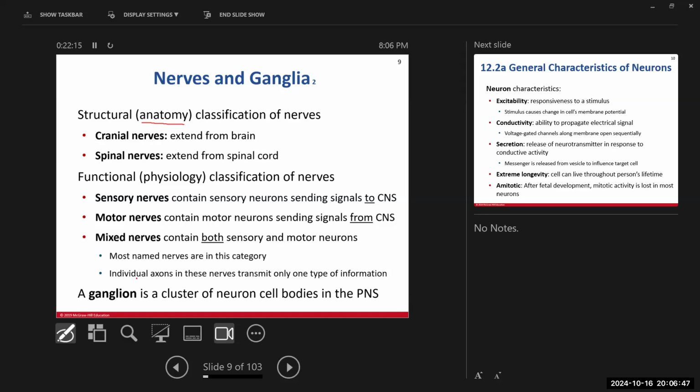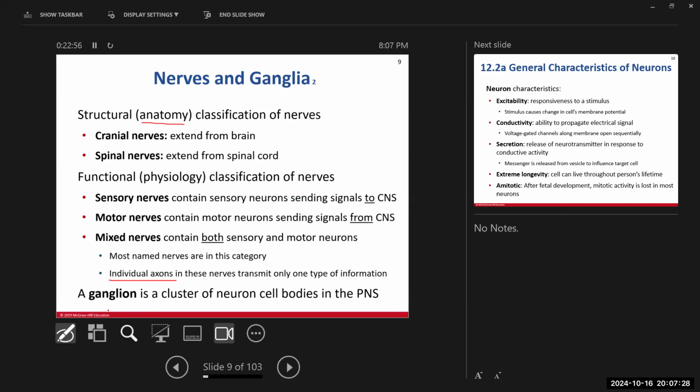But here's the thing, I mentioned this before. Even though with our mixed nerves you have both sensory and motor information going in there, each individual axon, which is part of the neuron, the transmitting nerve cell, is either a sensory neuron or a motor neuron. There's no such thing as a mixed neuron. It's either designed to carry sensory information only or motor information. But in your mixed nerves, you can have a mixture of these different types of neurons or axons.